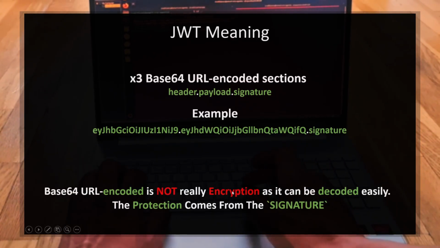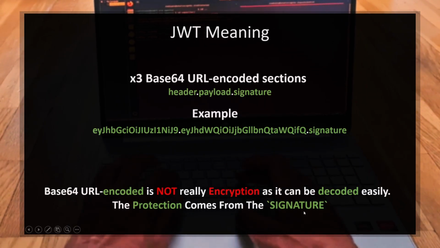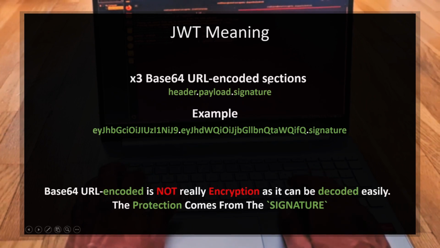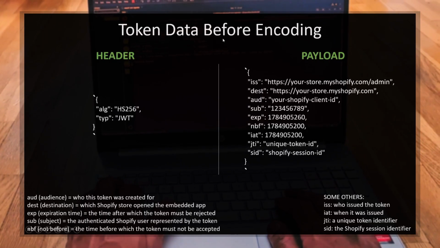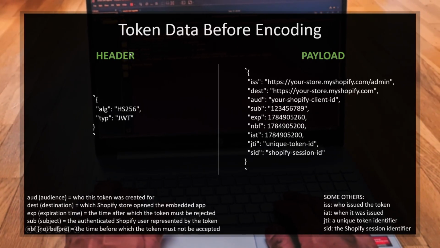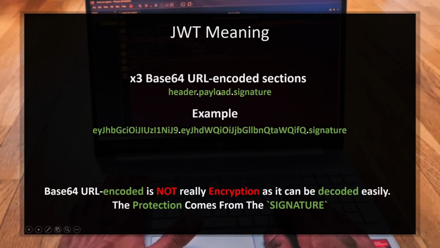The protection comes from the signature part. So that's what is verified first, the signature. Token data before encoding, so the header and the payload, let's see. Here, header and payload, the two first parts.